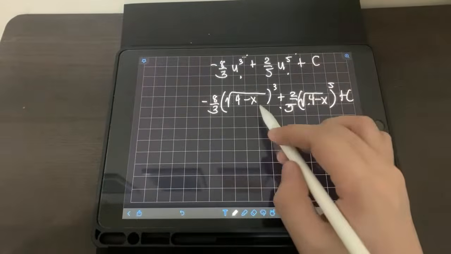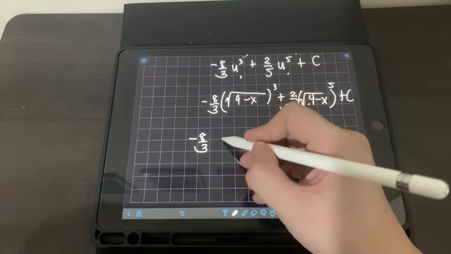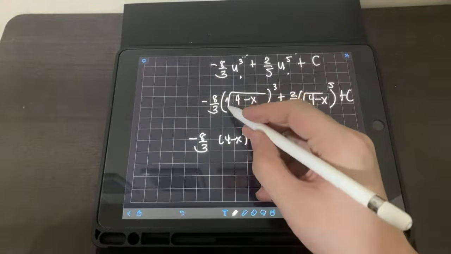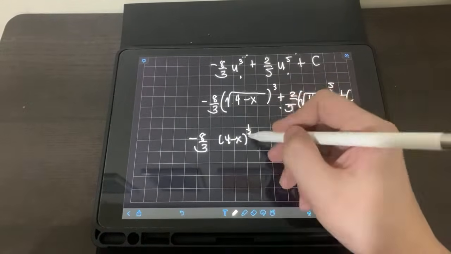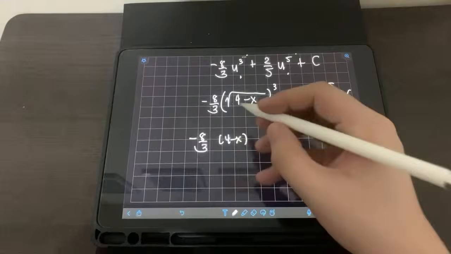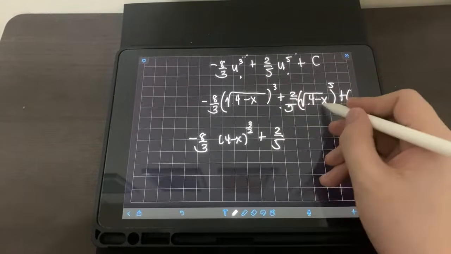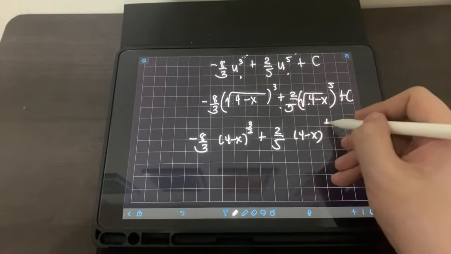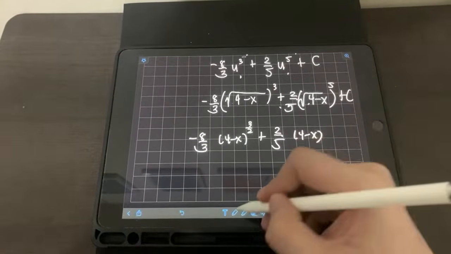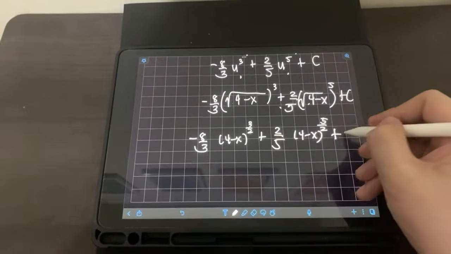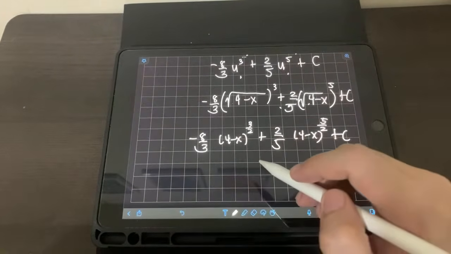Okay? And you can write it in terms of fractional exponents as negative 8 thirds times 4 minus x. Remember, this square root is the same as 1 half, right? So when you multiply by 3, 3 times 1 half, it will be 3 halves. Okay? Plus 2 fifths. Same here. So 4 minus x raised to 1 half times 5. So it will be raised to 5 halves. Plus c. Okay, so this is the final answer.